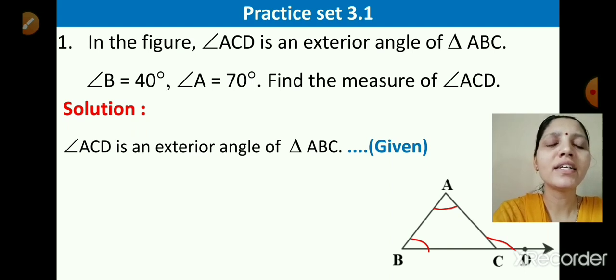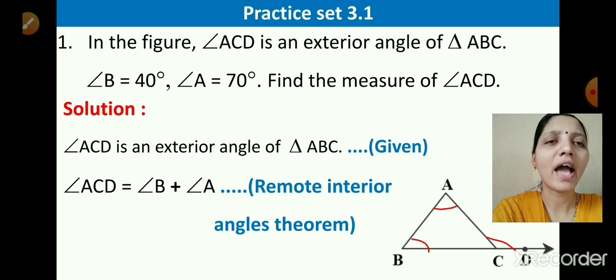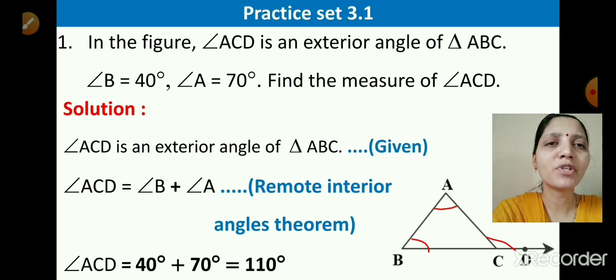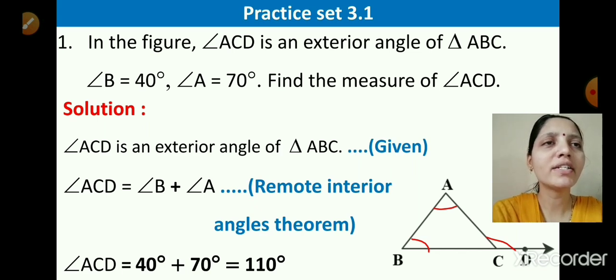Angle ACD is an exterior angle of triangle ABC. It is given to us. Therefore, angle ACD is equal to angle B plus angle A. What reason will you write here? Remote interior angles theorem. Now, angle B and angle A we know. So let's substitute the values. Angle ACD is equal to 40 degrees plus 70 degrees, which is equal to 110 degrees. Hence we have solved the sum. We have got the angle ACD. This was a very simple sum. I hope you all have understood this. Now let's see the next sum.